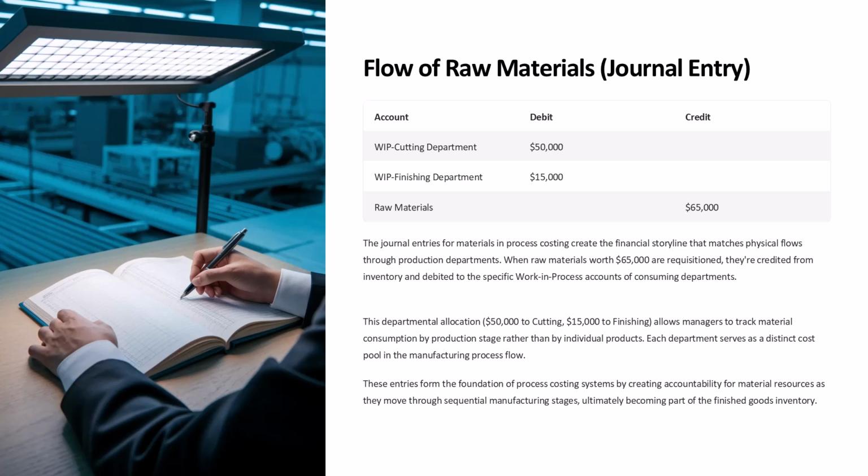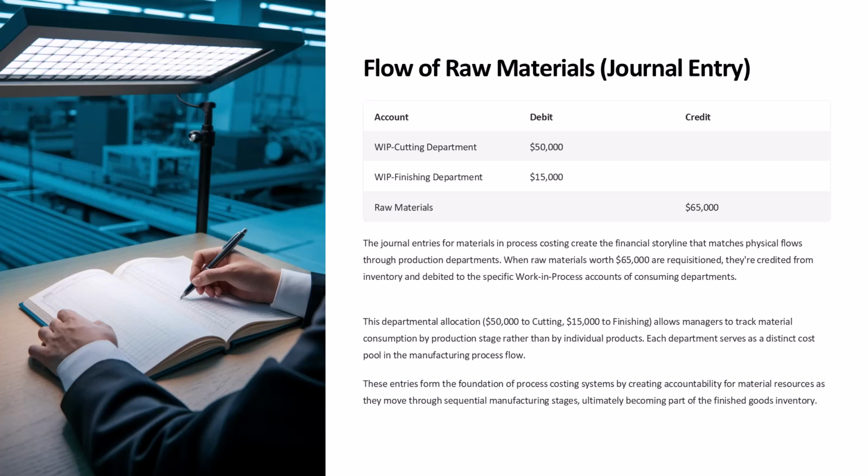Slide 7, flow of raw materials, journal entry. The journal entries for materials in process costing create the financial storyline that matches physical flows through production departments. The basic pattern couldn't be simpler, but its implications are profound. We debit work in process for specific departments and credit raw materials inventory.